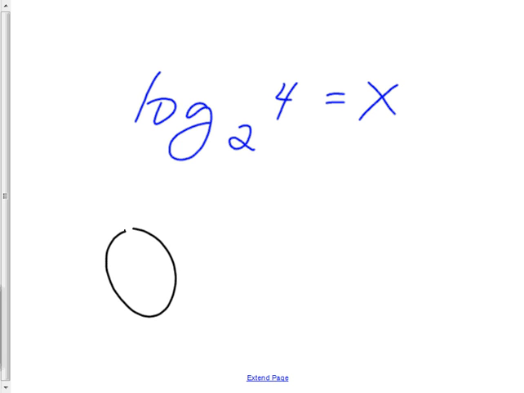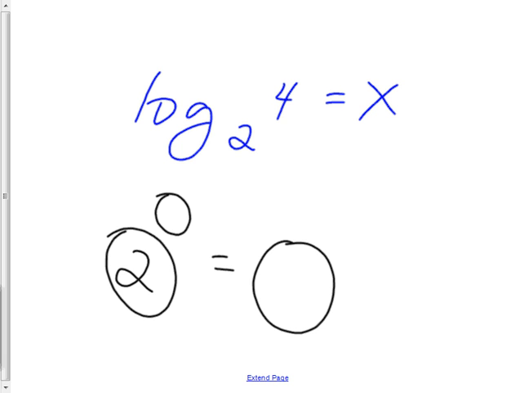What I mean is something to a power equals something else. Raise your hand if you think you have it. Good. Mr. W in the back row, what do you think it was? 2 to the x equals 4.